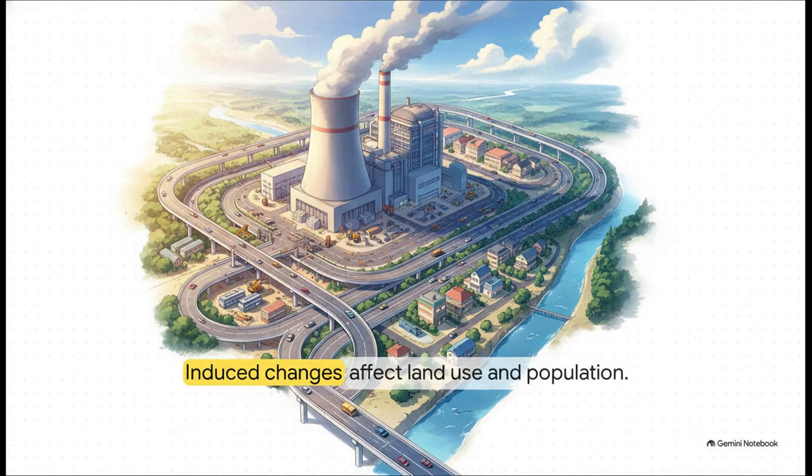It's important to note that indirect impacts also encompass what we call growth-inducing impacts. When you build a massive infrastructure project, say a brand new power plant, it acts like a giant magnet. It induces changes to land use patterns. Almost overnight, you need additional road networks just to service the plant.